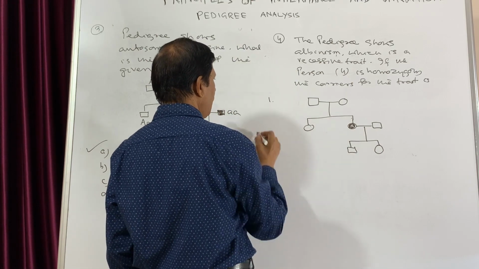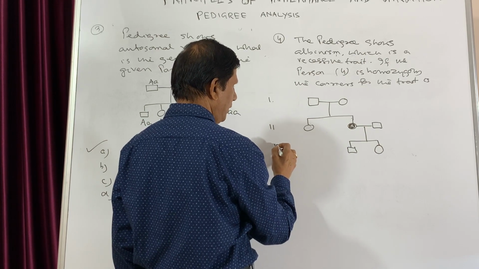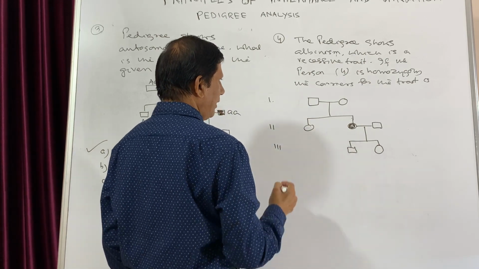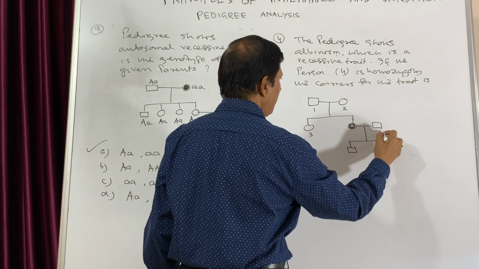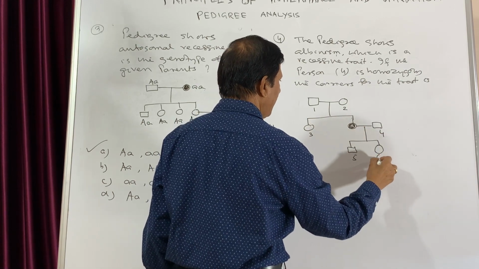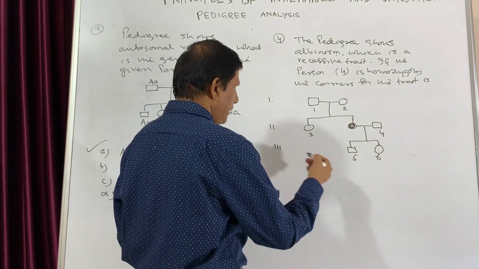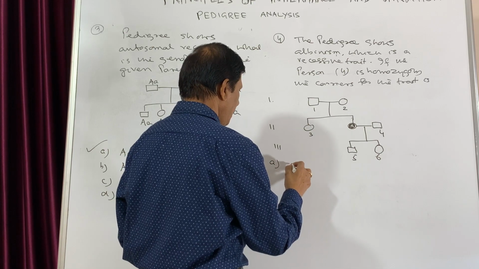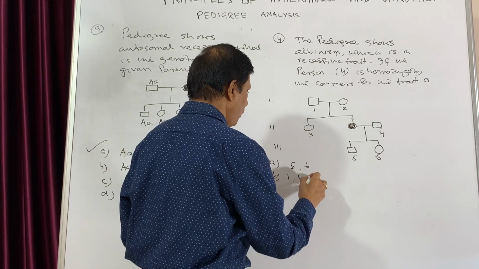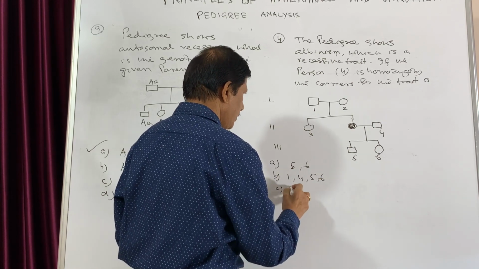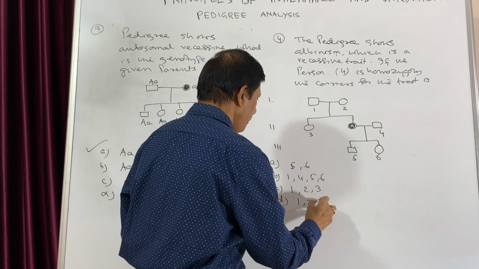Now see, this is generation 1, this is generation 2, and this is generation 3. And this is number 1, number 2, number 3, this is number 4, and number 5, and number 6. They are numbered like this. Now what are the choices? First choice, 5, 6. The second choice, 1, 4, 5, 6. Third choice, 1, 2, 3. And the fourth choice, 1, 2, 5, 6.